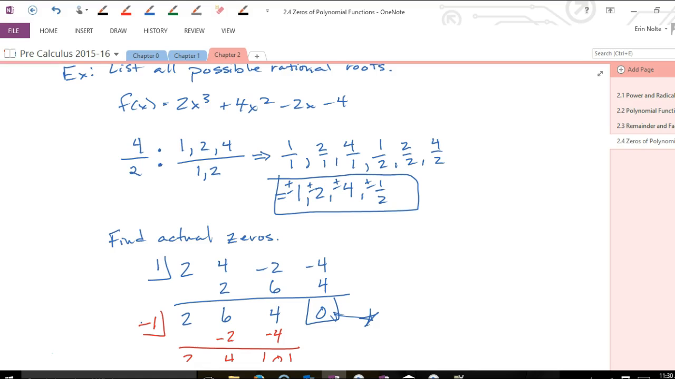Yes, you still have to use synthetic division to prove it. So when they ask you to list the possible rational roots, you're just going to list them. Then you're going to use your calculator to find the actual roots. Using your calculator, you're going to find a place where it crosses the x-axis, and you're going to prove it to me using synthetic division.